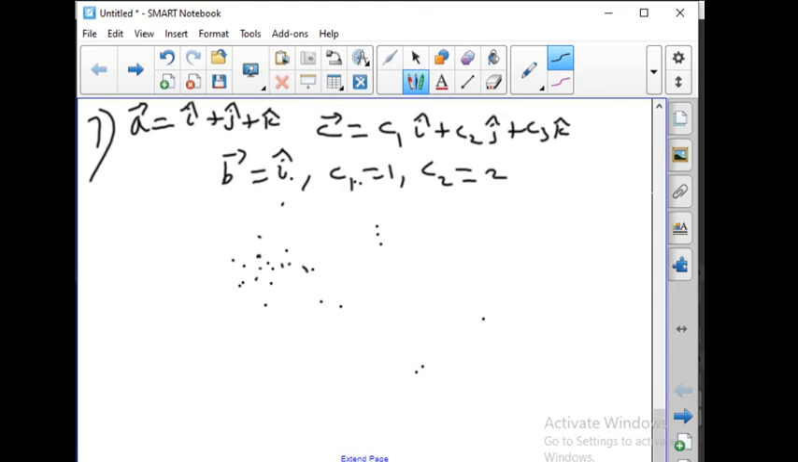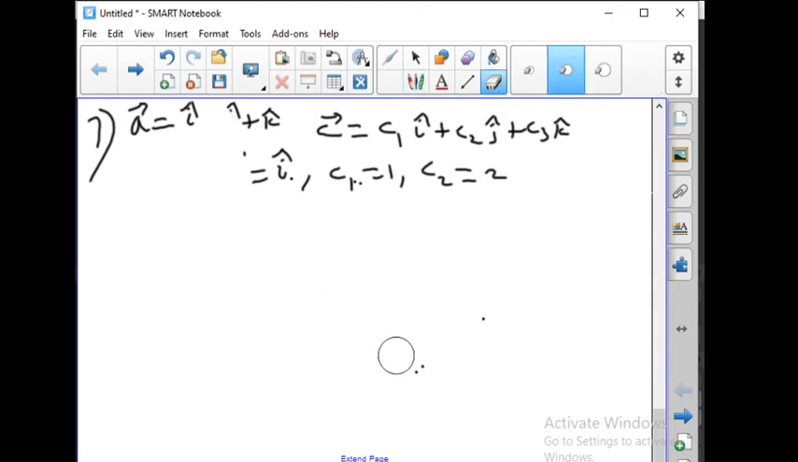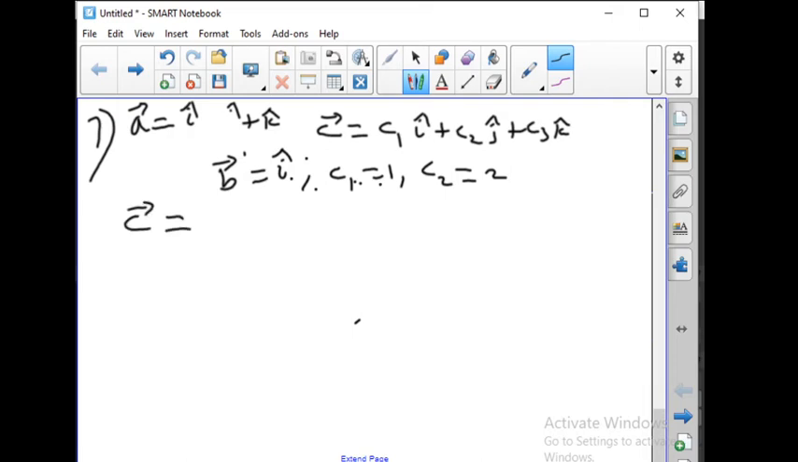Okay, so we have now C1 as 1 and C2 as 2. Therefore, C vector is equal to I cap plus 2 J cap plus C3 K cap.